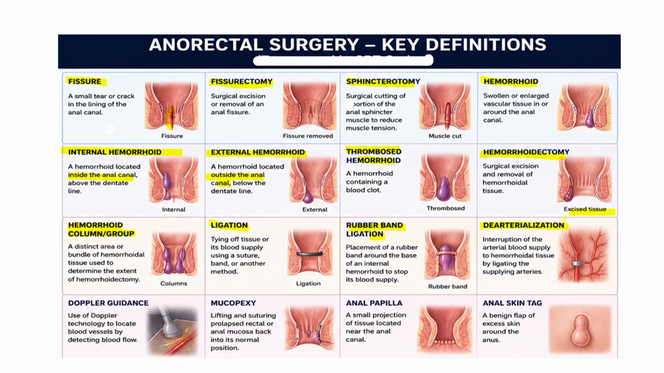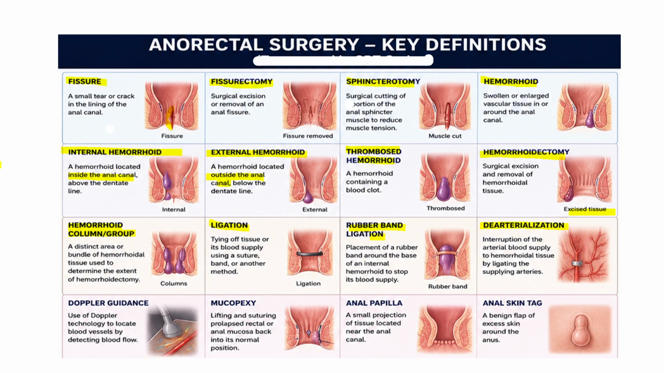Next we have dearterialization. What is dearterialization? The blood vessels which are supplying blood to the hemorrhoids, ligation is done to that area. That we call dearterialization. The blood supply to the hemorrhoids is stopped by ligation, that we call dearterialization.